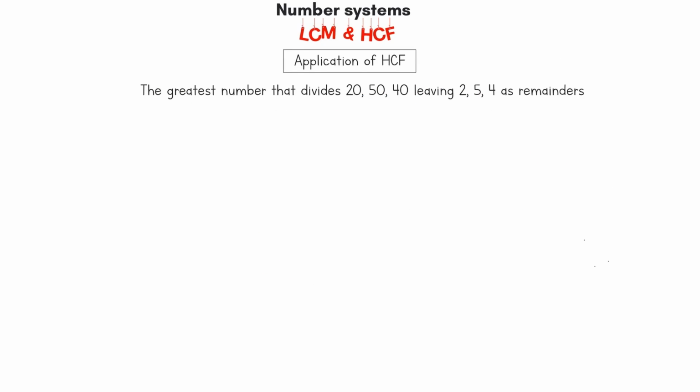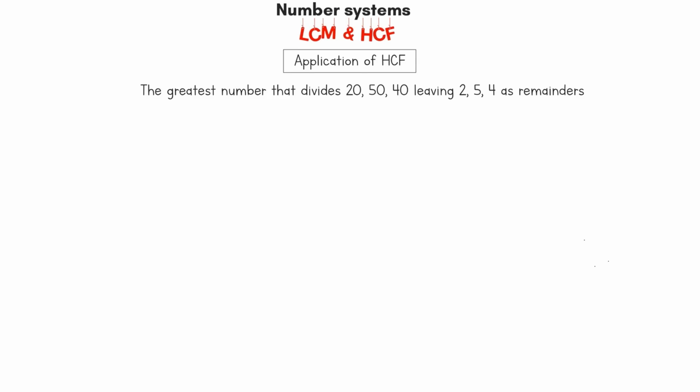So after application of LCM, let us see a few problems on application of HCF, highest common factor. So the question is saying the greatest number that divides. Now that's what tells me this is application of HCF, because now I am not finding the number which will be divisible by these. Now I am finding a number which divides these numbers. That's the differentiation that should click for you.